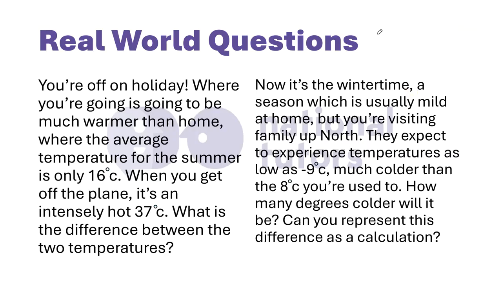But my preferred method is to simply start with our hotter temperature, which is 37, and take away the cooler temperature because we're looking for the difference between. Now 37 take away 16 leaves me with 21 degrees difference. So the difference between 37 degrees and 16 degrees is 21 degrees Celsius. That's a serious difference.